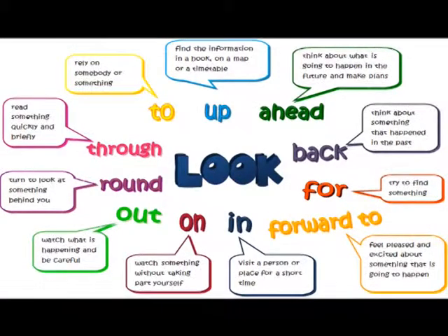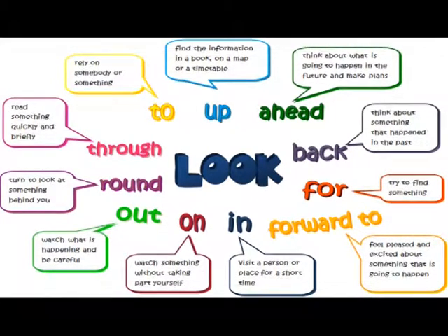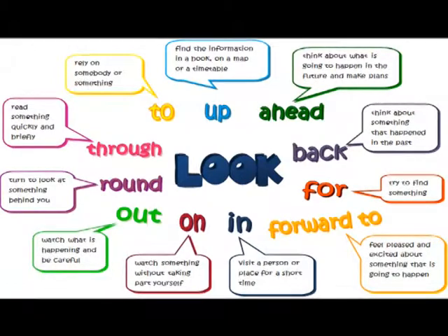Phrasal verbs. We are going to talk about phrasal verbs with look. Look up: find information in a book or on a map or timetable. Look ahead: think about what is going to happen in the future and make plans. Look back: think about something that happened in the past. Look for: try to find something. Look forward to: feel pleased and excited about something that is going to happen.